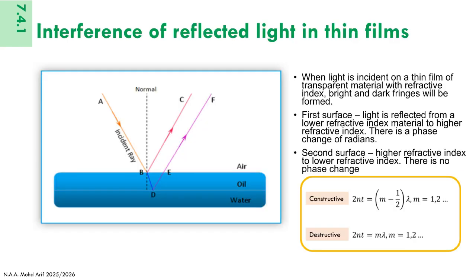This part will cover the interference of reflected light in thin films. When light is incident on a thin film, bright and dark fringes will be formed. Reflection at the first surface involves a phase change of pi radians. At the second surface, there is no phase change. We see the conditions for constructive and destructive interference.